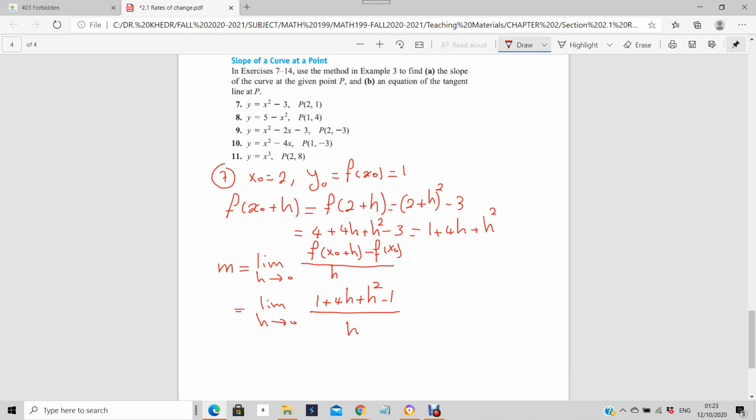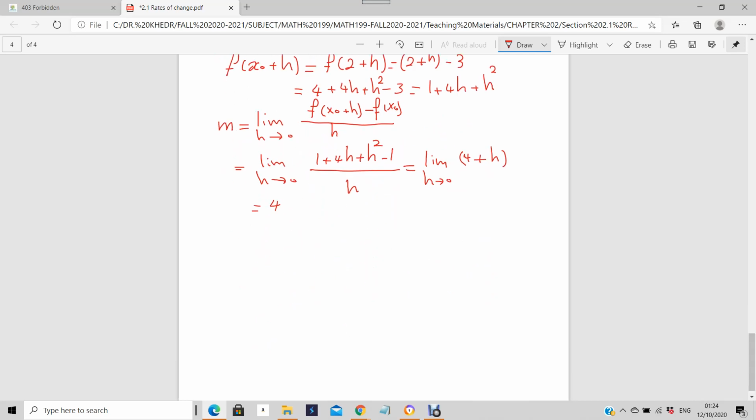See, 1 will be cancelled with 1, and then we will take h as a common factor, and it will be cancelled with the h below. So 1 minus 1 is 0. Take h as a common factor, cancel it with the denominator, then we'll have 4 plus h. So the limit here as h goes to 0 is equivalent to 4. So this is the slope of the tangent line at the point (2, 1).